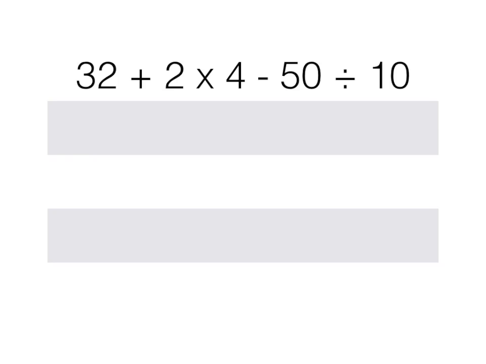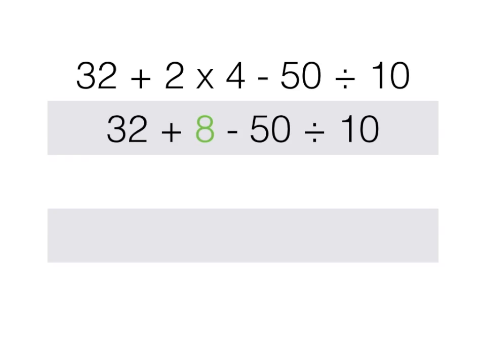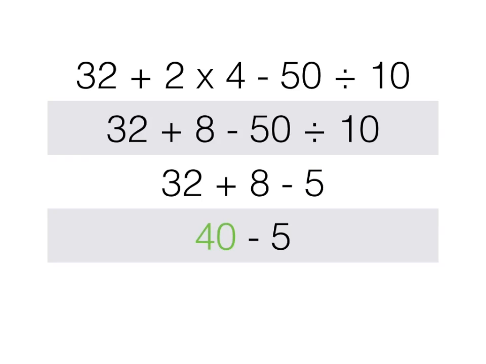So what do we do? First thing we got to do is see how much the 4 $2 bills are. What are we adding to our wallet? 2 times 4 is 8. Okay, $8. And then 50 divided by 10, how much would we take out? We'd be taking out 5. Okay, and then 32 plus 8 is 40. 40 minus 5 is 35.